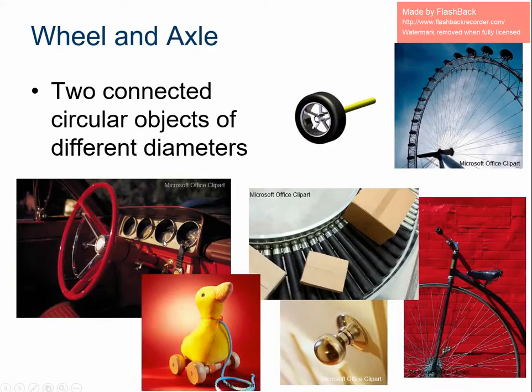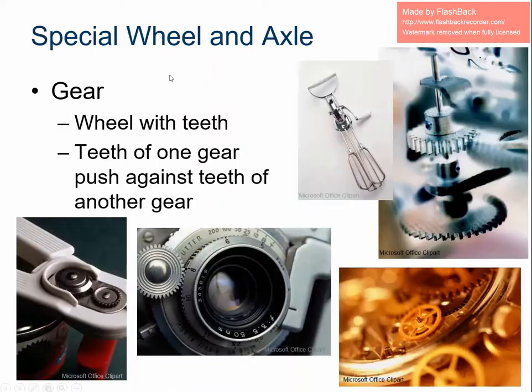So wheel and axle, everybody thinks of a car. Not this wheel and axle. Everybody thinks of this wheel and axle. This is one example where the axle is driving the wheel. On a car, here's the other example where the wheel is now driving the axle. So you have to take into account when you're looking at a wheel and axle what is doing the driving. Is it the wheel or is it the axle? And then we have special wheels and axles called gears. Usually a wheel with teeth. Teeth of one gear push against the teeth of another gear.